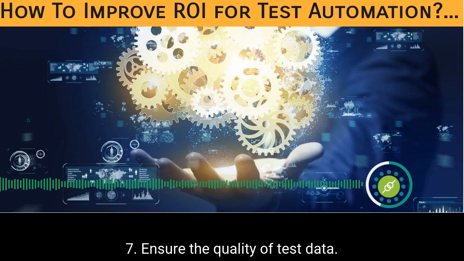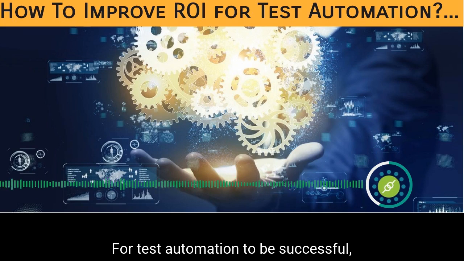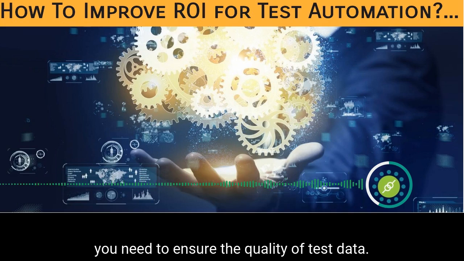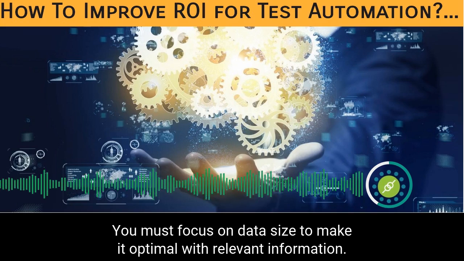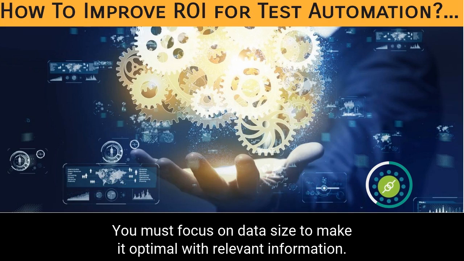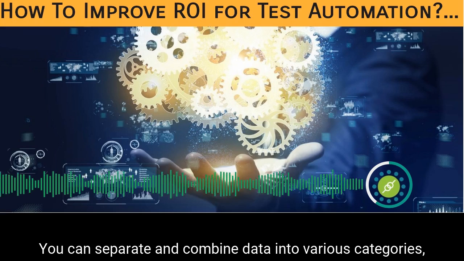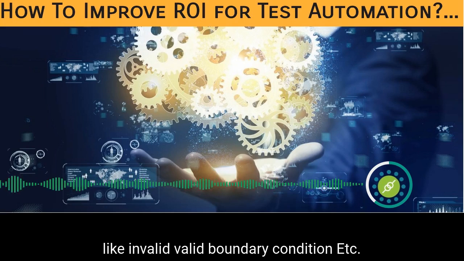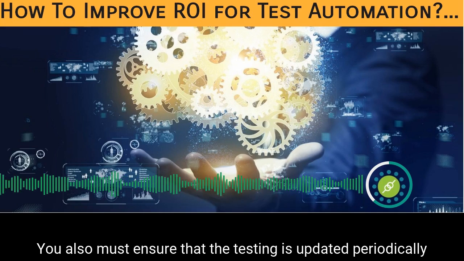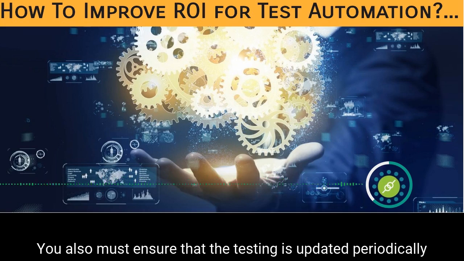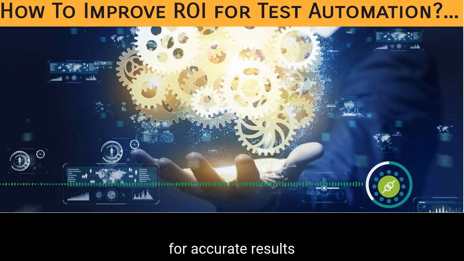7. Ensure the quality of test data. For test automation to be successful, you need to ensure the quality of test data. You must focus on data size to make it optimal with relevant information. You can separate and combine data into various categories like invalid, valid, boundary condition, etc. You also must ensure that the test data is updated periodically for accurate results.